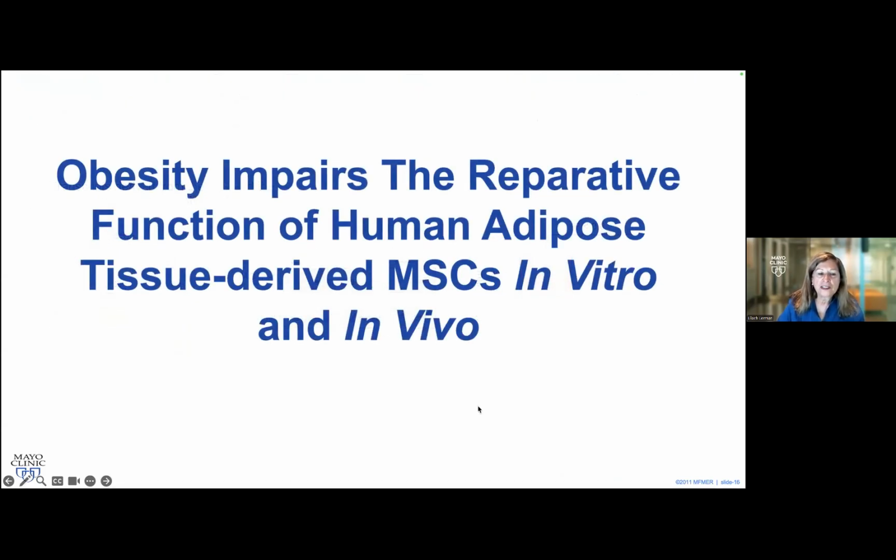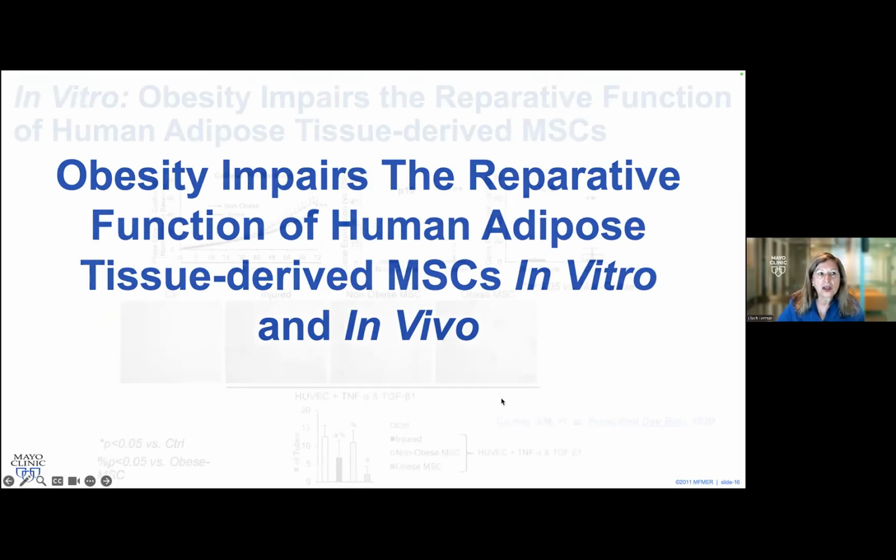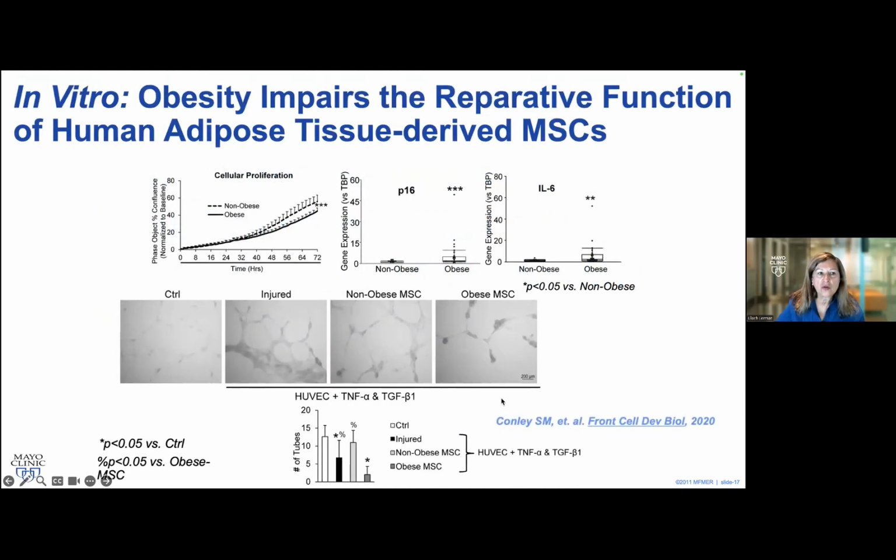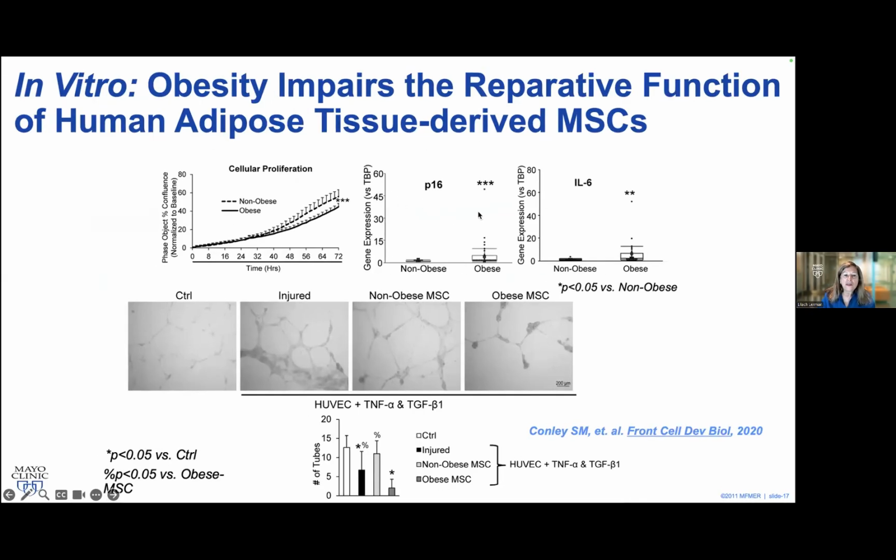As a result of these changes in mitochondrial function and gene expression and activation, obesity can impair the reparative function of adipose tissue-derived MSC, both in vitro and in vivo. For example, this shows some studies that we performed in vitro, and you can see here the comparison of proliferation of lean versus obese MSC. You can see the proliferation of obese MSC is reduced compared to lean. This is associated with upregulation of the prosenescence mediator P16 in obese MSC, as well as upregulation of interleukin 6, an important inflammatory factor.